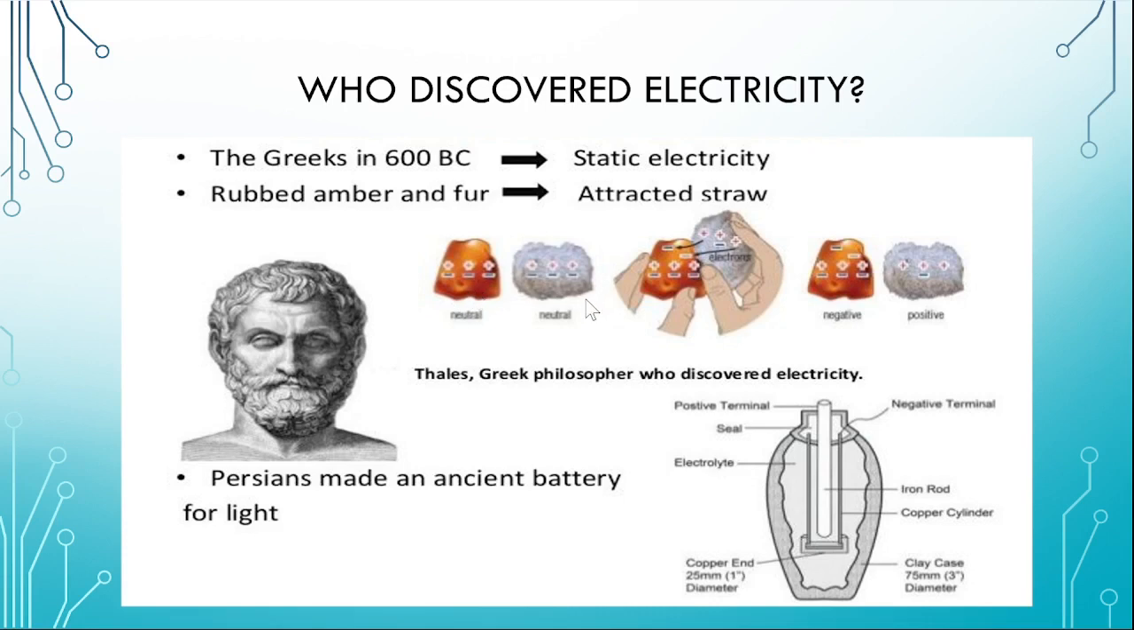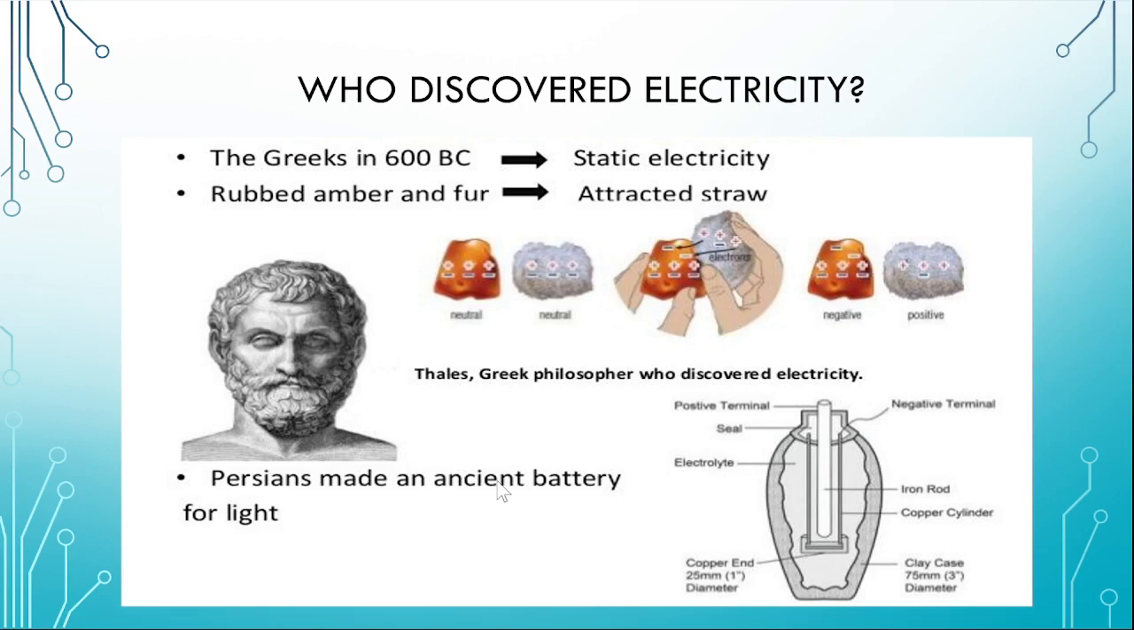So when amber and fur are rubbed against each other, they develop charges which then can be used to attract straw. Pretty similar to the way in which when you rub a rubber balloon against your hair, you can use it to stick the balloon on the wall or to attract pieces of paper. The same science works here. So Thales, the Greek philosopher, is the one who discovered electricity. Probably is the one who first wrote about it or talked about it.